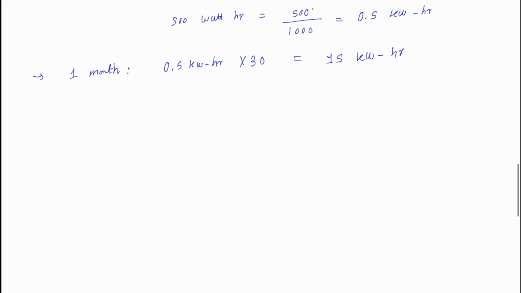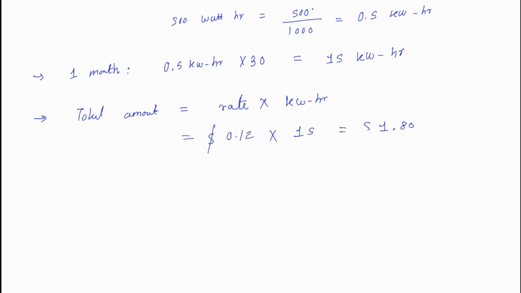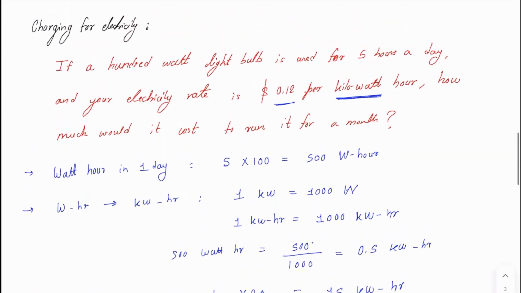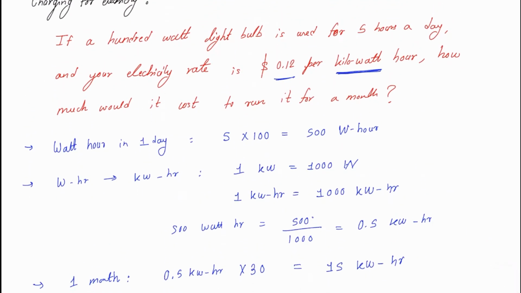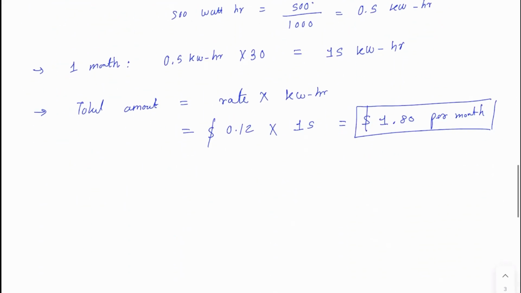Now the energy cost is 12 cents per kilowatt hour. So if it is 15 kilowatt hours total, the amount will be rate times kilowatt hours, 15 kilowatt hours times 0.12 dollars. If you multiply those two numbers, you will see that this is equal to $1.80 per month. So the answer is, if this bulb is being used 5 hours a day for a month at a rate of $0.12 per kilowatt hour, you will have to pay $1.80.